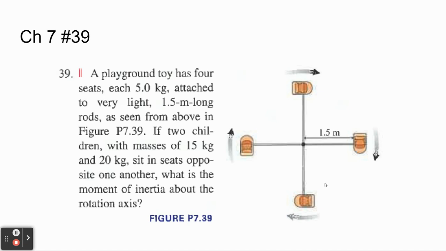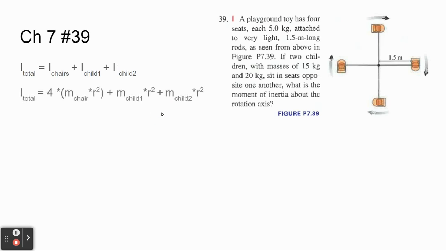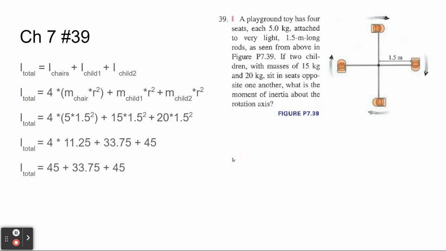So to find the total moment of inertia of this system, I need to notice that there are 4 seats. So I'm going to have 4 chairs here, plus the moment of inertia of the first child, plus the moment of inertia of the second child. So I'm going to do mr squared for each. And there's 4 chairs, so I did 4 times my moment of inertia for each individual chair. Plug in the numbers. Do some algebra. And I get 123.75.